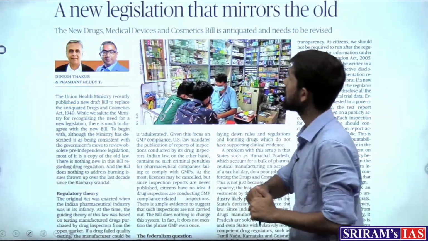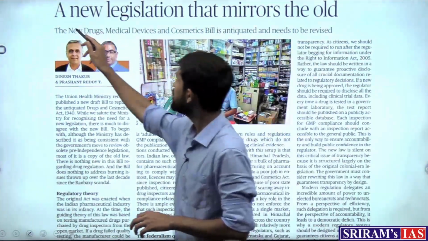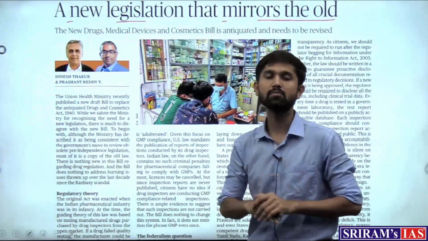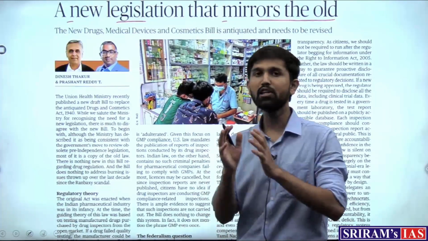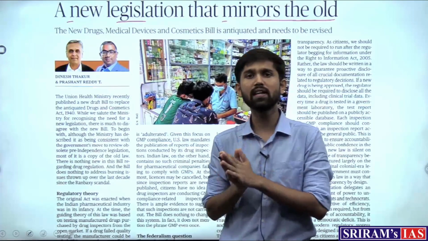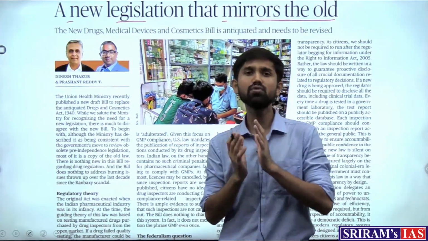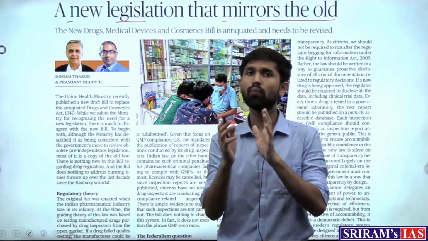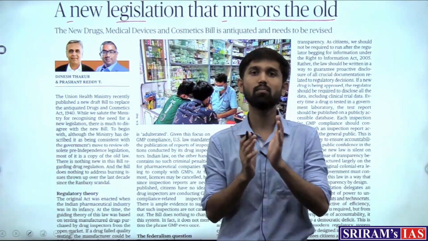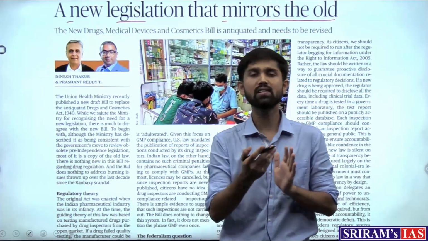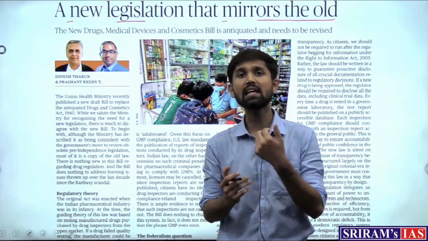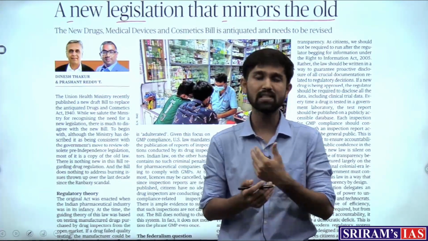The next article which appears in the newspaper reads, "A new legislation that mirrors the old." Now this editorial has been featured in the context of a new bill that has been presented in the parliament. So as we can see, yesterday the monsoon session of the parliament has started. Whenever the parliament sits, it sits for 3 sessions in a year. So this monsoon session, for 2 weeks now, the parliament would be sitting and deliberating on the various laws. So we'll be seeing in the newspaper a lot of bills being presented and discussed.